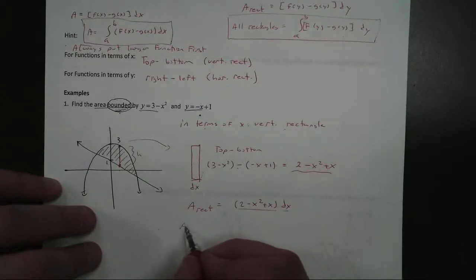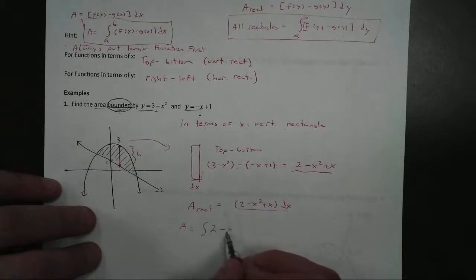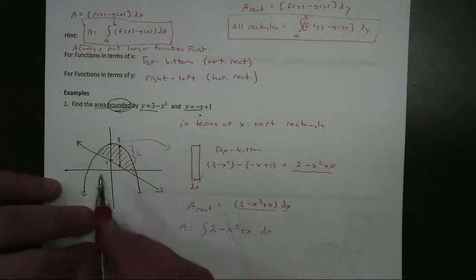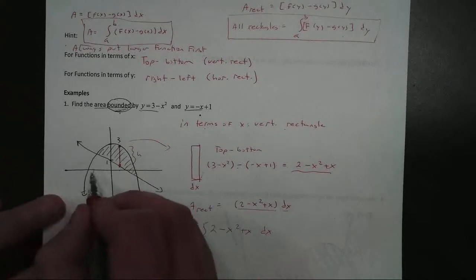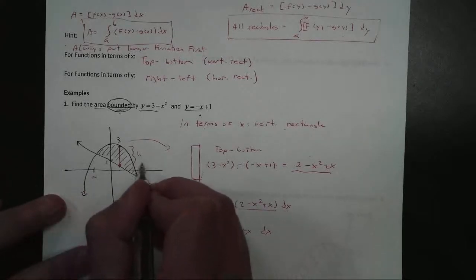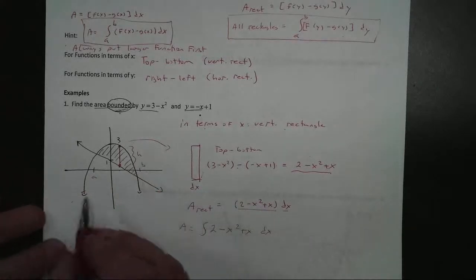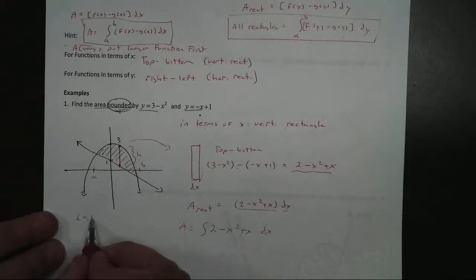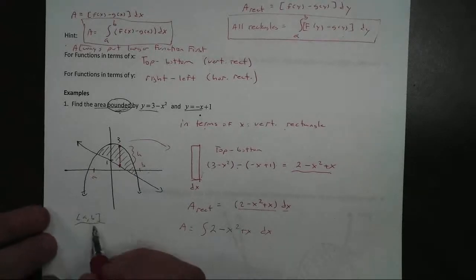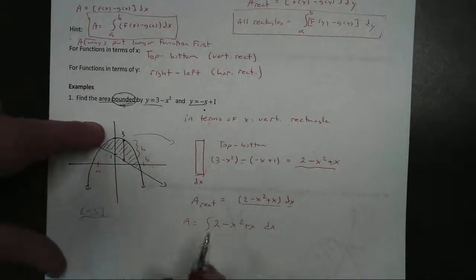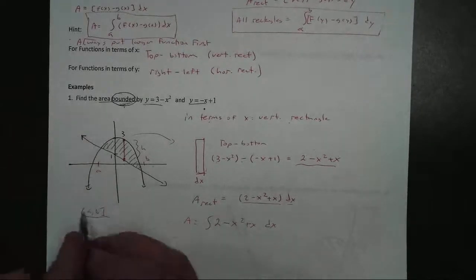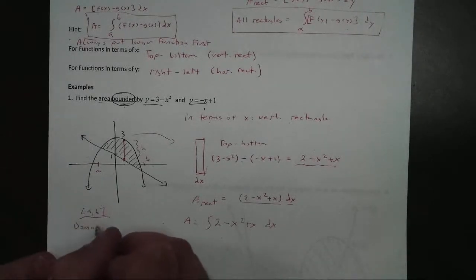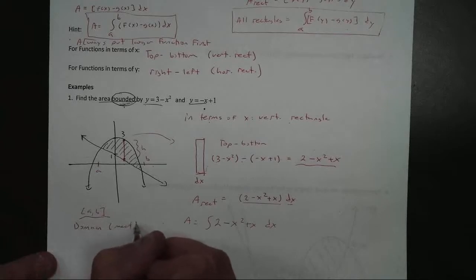Now, to get the area of all of them, I'm going to integrate 2 minus x squared plus x dx. Now, the problem is I don't have a domain yet. So how can I find this domain? Here's my a, here's my b. Well, how do I find a and b? We have to find out where these two equations are equal to each other. So to find the domain, it's where they meet.